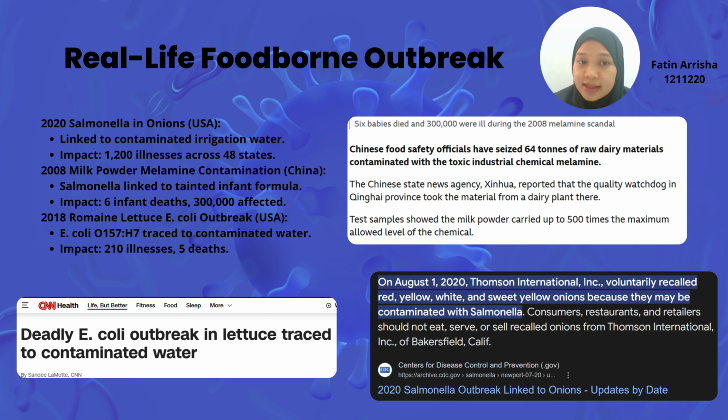Similarly, in 2018, an E. coli outbreak traced to contaminated water used on romaine lettuce caused 210 illnesses and 5 deaths in the US. These examples highlight the importance of maintaining stringent safety measures across the food supply chain.